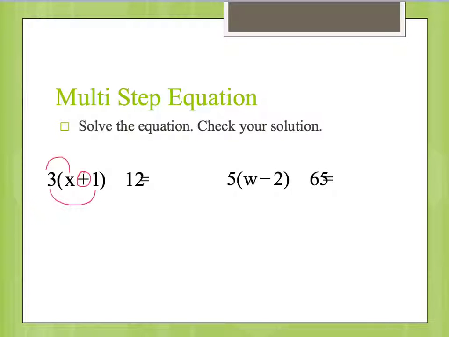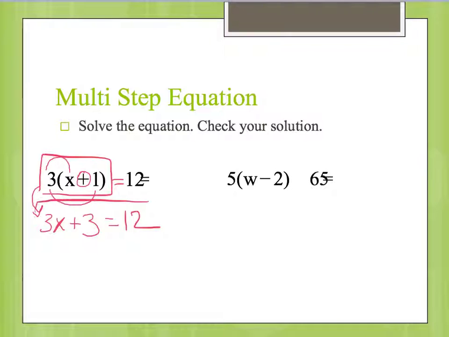So 3 times x is going to be 3x. I see plus right here, so then I'm going to have plus in my equation, and then I'm going to take 3 times 1, and that is 3. So this distributive property right here can turn into 3x plus 3, and that all has to be equal to 12. Well, now I'm back to what we've been doing in the previous slides. I got a two-step equation.